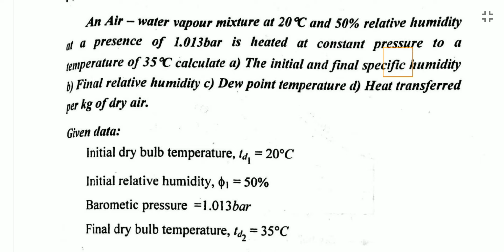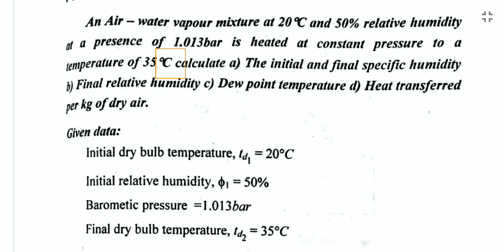It is heated at constant pressure to a temperature of 35 degrees centigrade. So it is a sensible heating process. The final temperature is given, so the dry bulb temperature is 35 degrees centigrade. We have to find the other parameters.